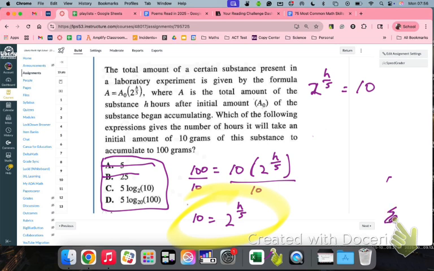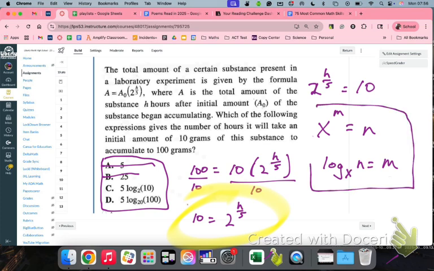To put it into the log form, just to remind you, if you had some number x raised to the m power, and that equaled n, we could rewrite that equation as the log base x of n equals m. That might seem more confusing than helpful, but basically these are two different ways to say the same thing mathematically. The top one is exponential, and we're used to seeing that. This is a log form, and it might look like you've never seen it before.